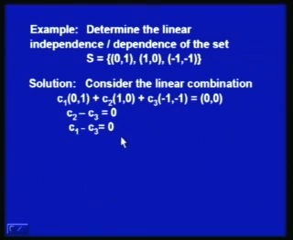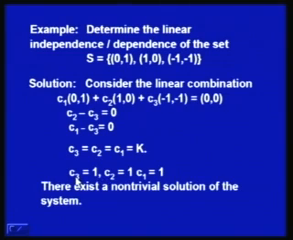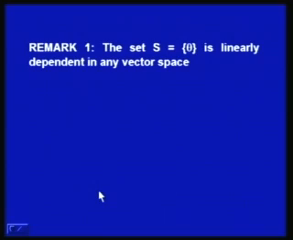So, we have 2 equations in 3 unknowns C1, C2 and C3. The solution of these 2 equations gives us C2 is equal to C3 from the first equation, C1 is equal to C3 from the second equation, and this can be assigned any arbitrary value k. So, we will have C3 is equal to 1, C2 is equal to 1, C1 is equal to 1 when k is equal to 1, which is a solution of this equation. So, a non-trivial solution is possible. So, there exists a non-trivial solution of the given system, and hence we say the 3 vectors 0 1, 1 0, and minus 1 minus 1 in the set S are linearly dependent, or the set is a set of linearly dependent vectors.